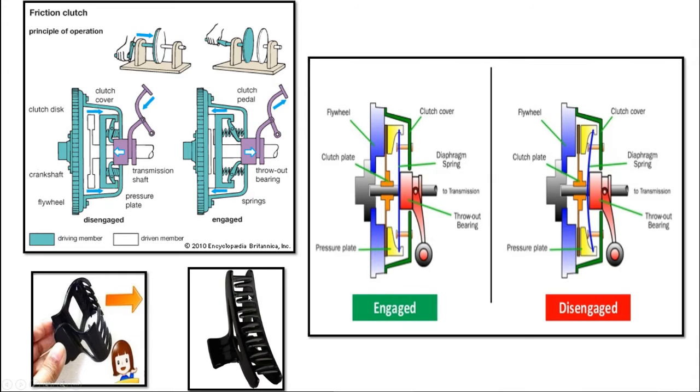Similarly, here, when the clutch is in normal position, they are engaged. You see, these two are in contact. These all three surfaces are in contact. But when you press this, or in case of your hair clutch, when you press here, it opens up. It is disengaged. Similarly here, when you press this, you can see these are not in contact.